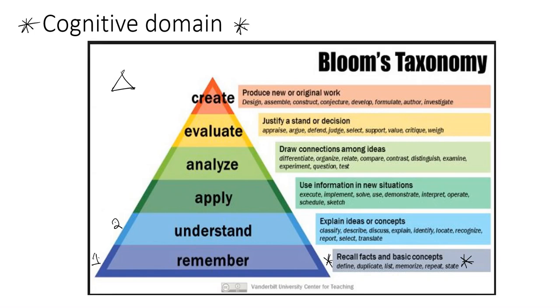Then we have understand. So this part, your students must be able to explain ideas or concepts. Can they classify something? Can they discuss? Can they locate, recognize, report, translate, interpret, things like those? Or select. Then we have apply. In this case is, can my students use information in new situations? So execute, implement, solve, demonstrate, interpret, operate, schedule, sketch. So those are the types of verbs they can use, or as a teacher that you can use in your objectives.